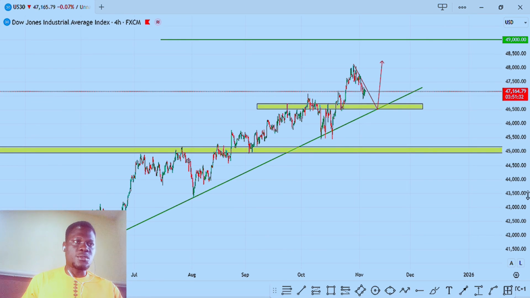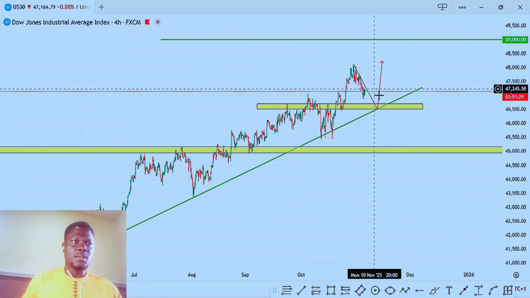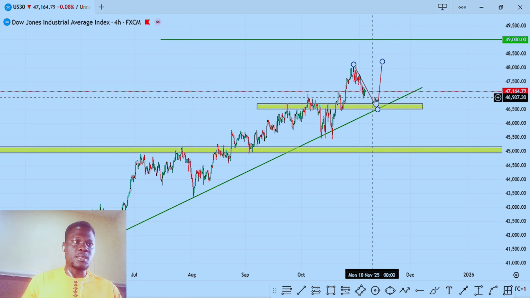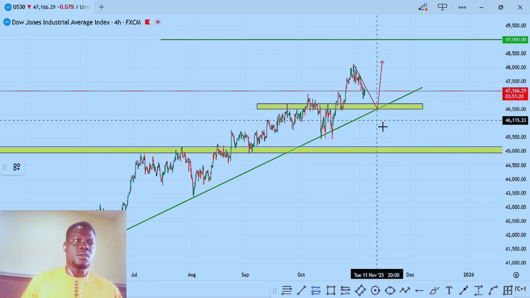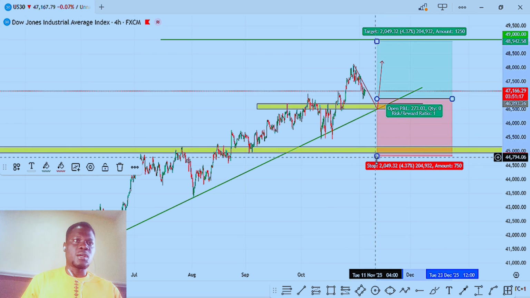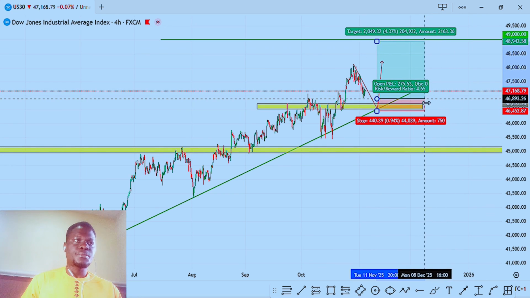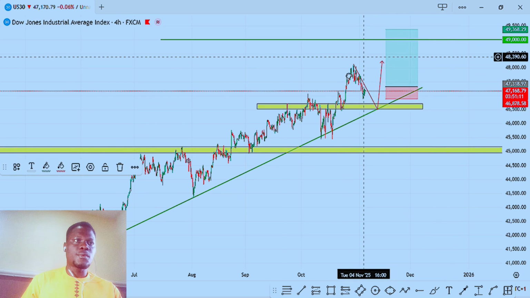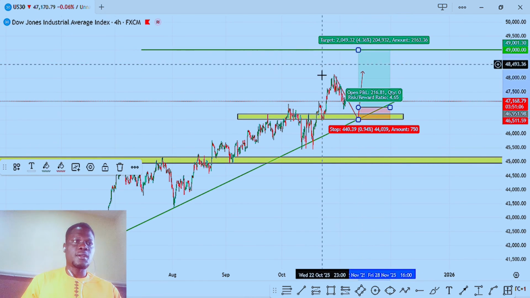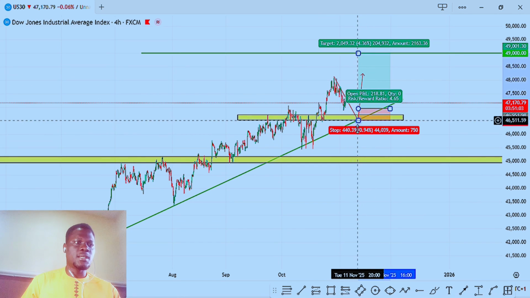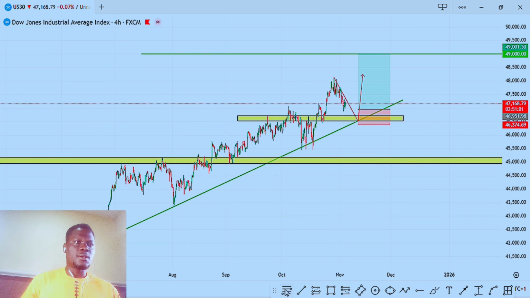Okay, so let's see what's going to happen in these coming days. Might see some correction back into this confluence area. If that happens, if this trend line is respected, then we are going to be going for our second entry here, where we put our take profit at 49,000. Okay, at 49,000, that is our daily extension level.